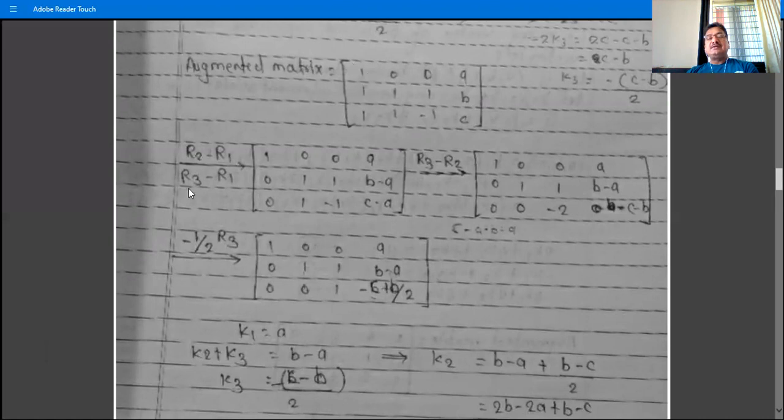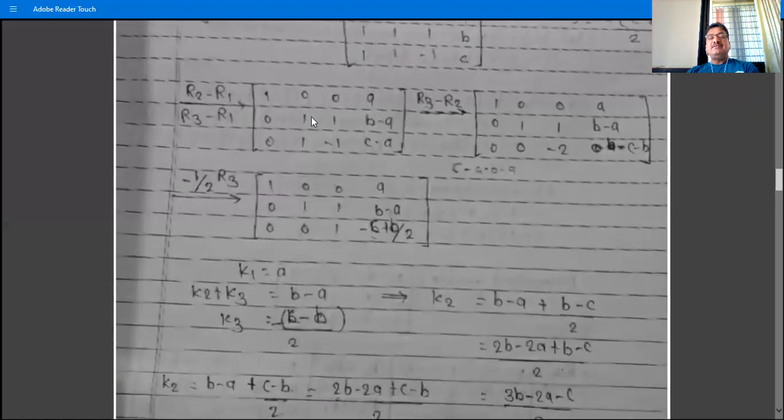So the operations are R2 minus R1 and R3 minus R1. So we have 1, 0, 0, A; 0, 1 minus 0, 1 minus 0, B minus A; and then 1 minus 1, 0, 1 minus 0 is 1, minus 1 minus 0 is minus 1, and C minus A. Then this element is 1, but we have to reduce this element to 0. So R3 minus R2 is the operation. First row and second row as they are. So 0, 1 minus 1 is 0, and minus 2 here, and then C minus A minus B plus A, we have B minus C.